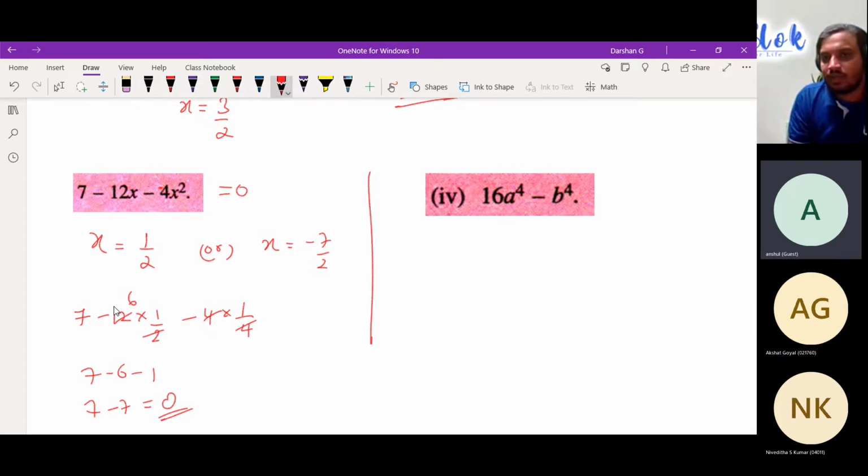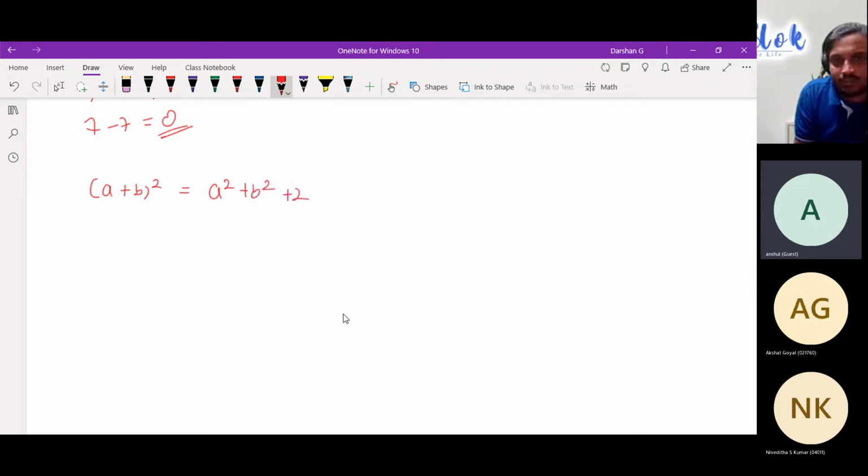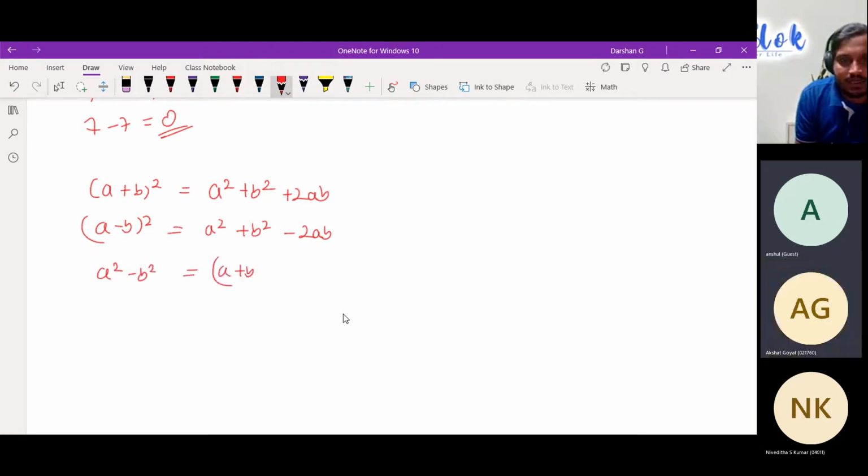Yeah. Okay. Before moving on to the next problem, I just want to list down all the formulas for the quadratic form. First one is a plus b the whole square: a square plus b square plus 2ab. a minus b the whole square: a square plus b square minus 2ab. Next, a square minus b square, the answer is a plus b into a minus b.